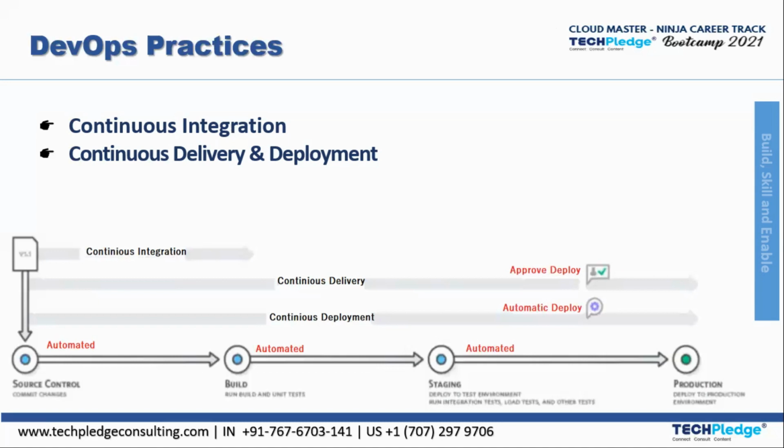But when you are moving from build to staging, there is continuous delivery and continuous deployment. What is the difference between continuous delivery and deployment? When an approval is needed for the deployment, it is continuous delivery. If there is an automatic deployment, it is continuous deployment. So moving from staging to production, there are two things happening, continuous delivery and continuous deployment, depending upon whether the deployment is approved or automatic. Production is the environment that is ready to use.